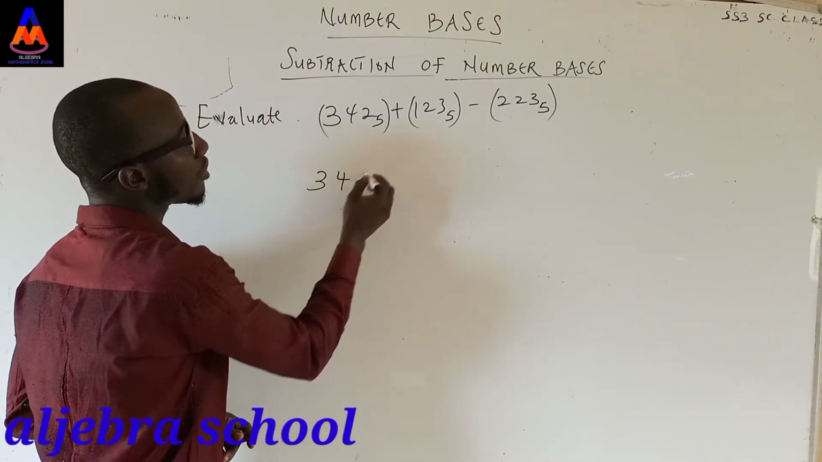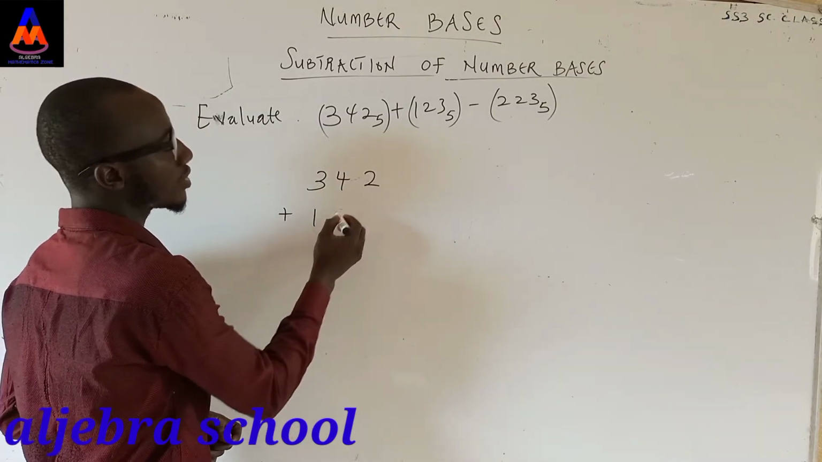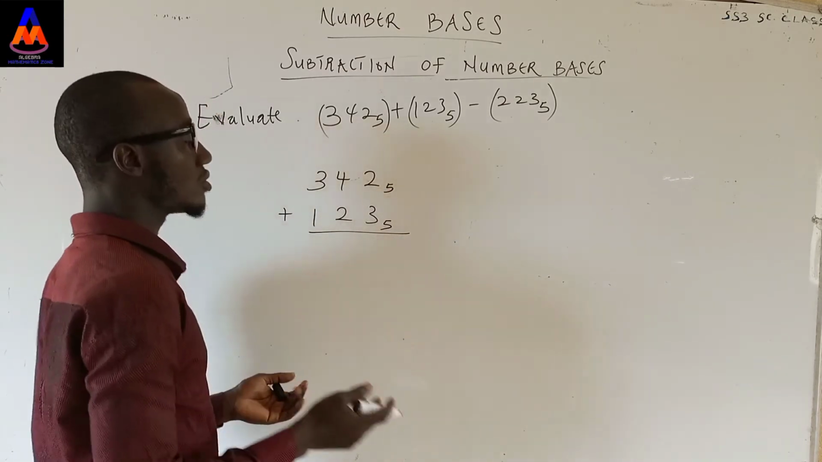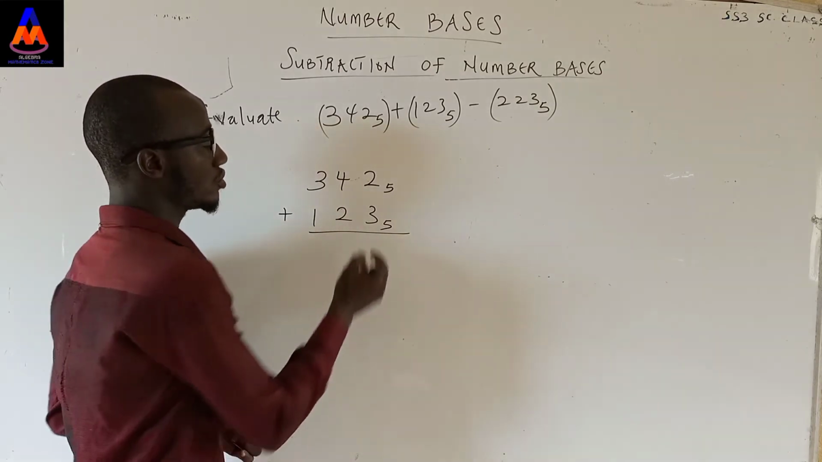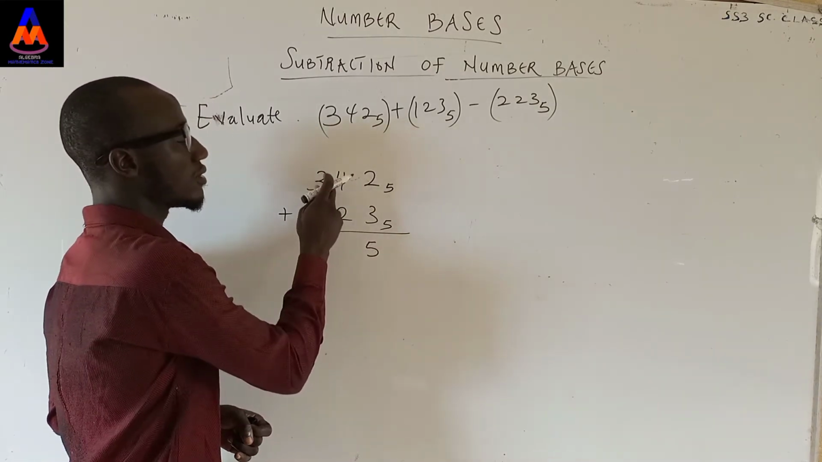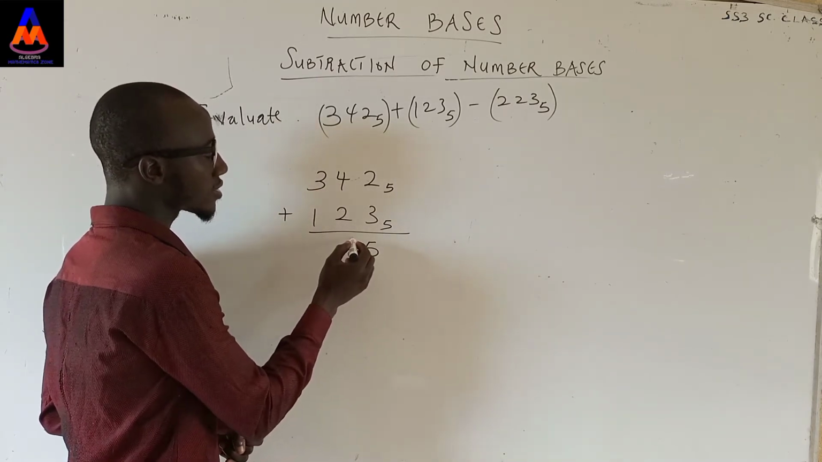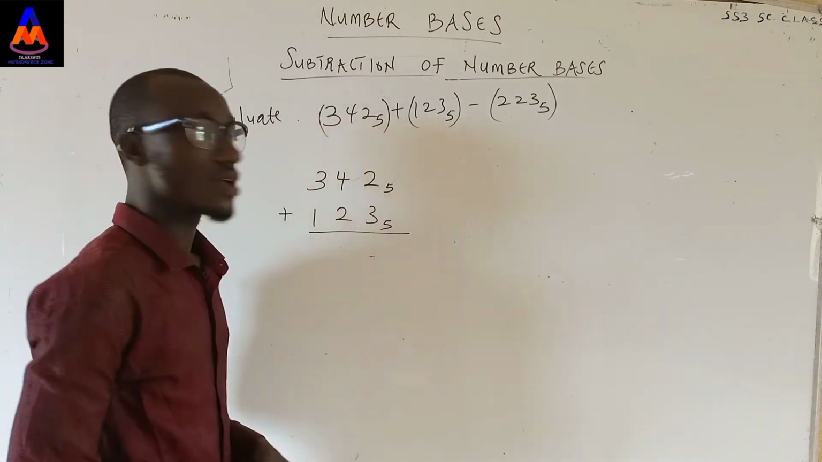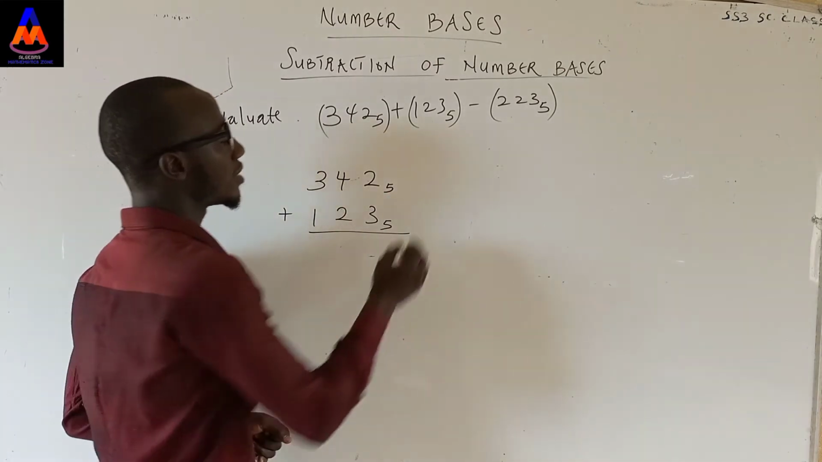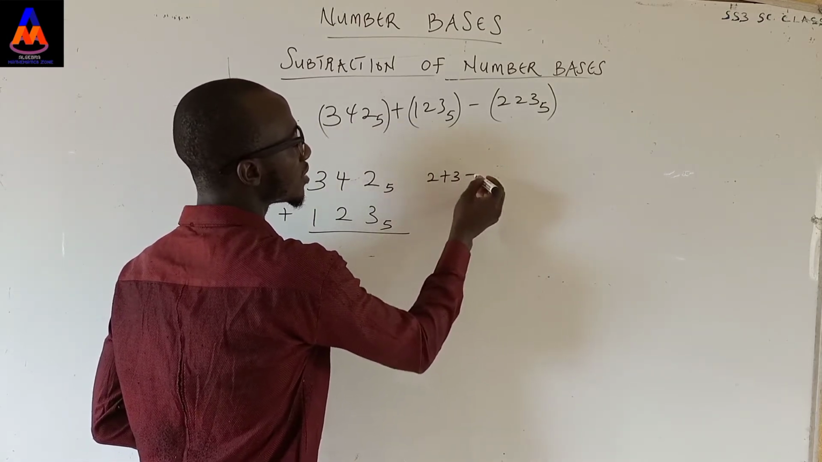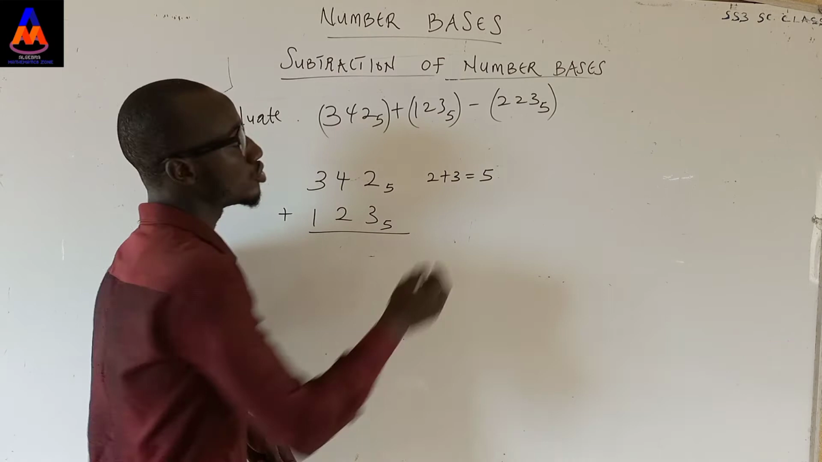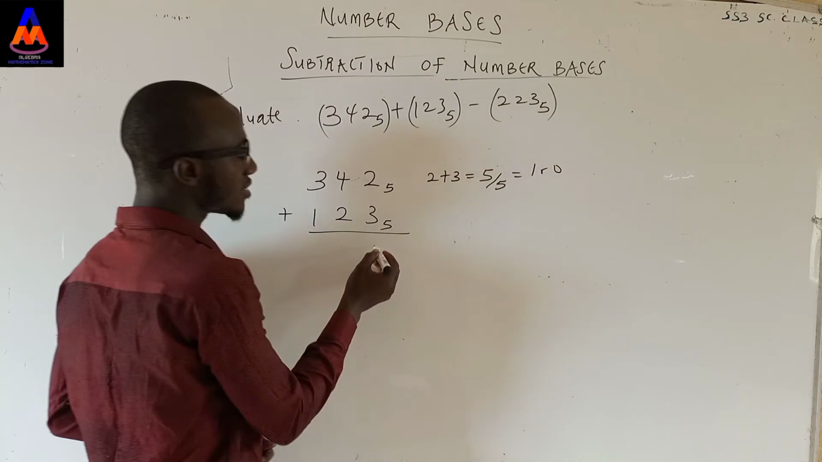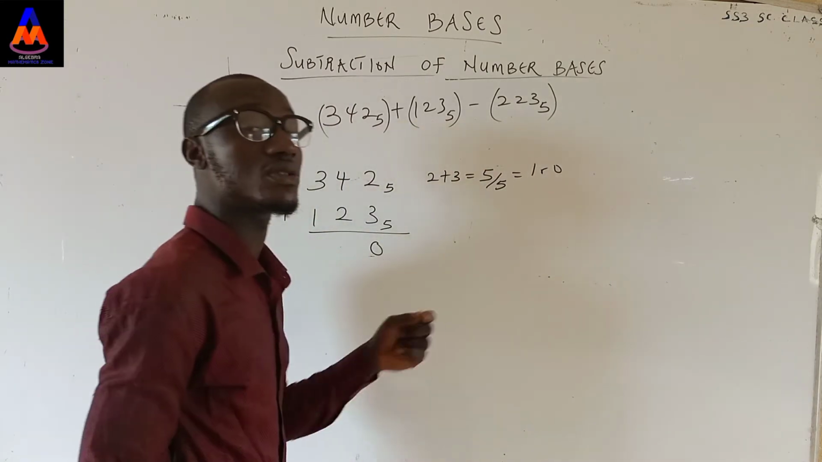So this is 342 plus 123. We have explained this addition in our first lecture. In addition, we just add like we normally do. 2 plus 3 is 5. You cannot write 5 because this is base 5. So you divide this by 5, then you have 1 and remainder 0. You only write 0. The reason why you won't write 5 is because you are dealing with base 5.